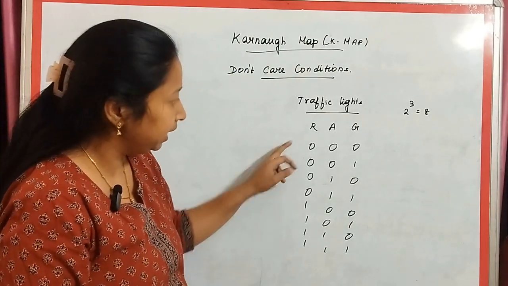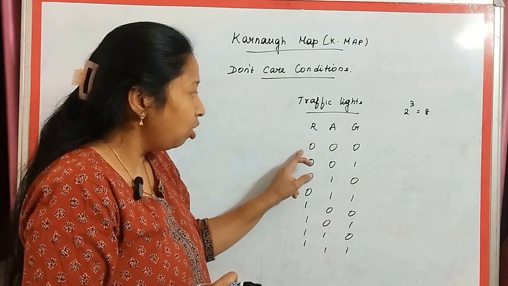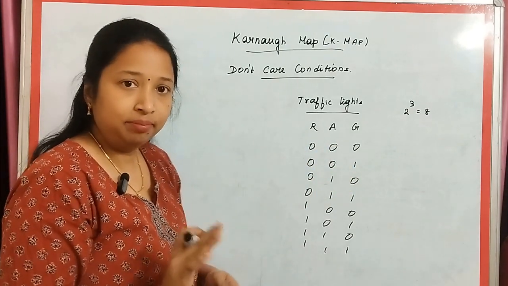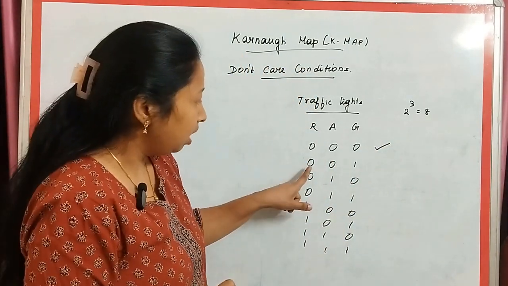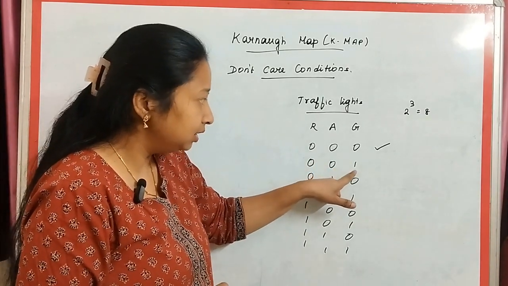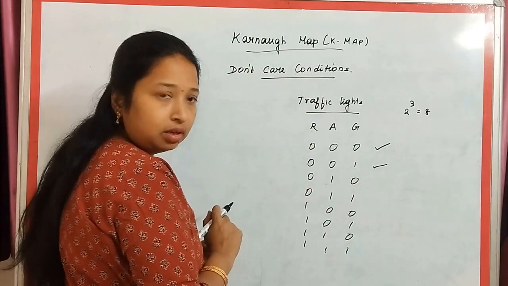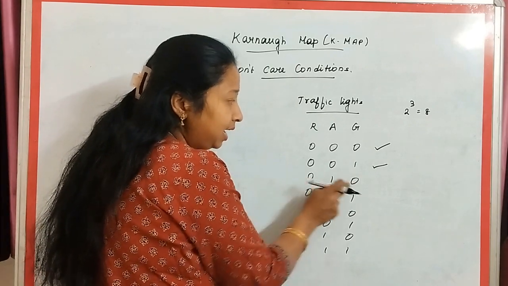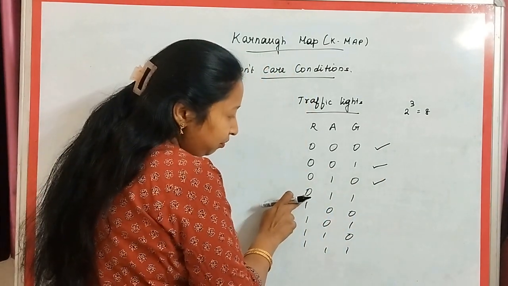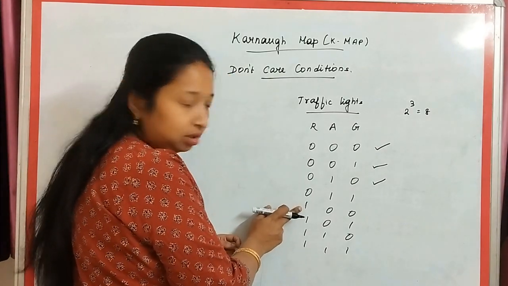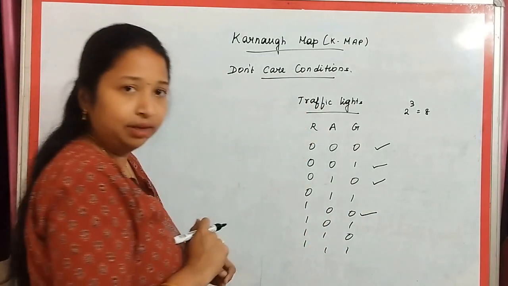Now when you consider this case, red light can be off, amber can be off and green can be off, meaning all three lights can be off at a time. So this condition is valid. It is not necessary that a light has to be on all the time. When green light is on, amber and red will be off, so this condition is again valid. When amber is on, red and green will be off, again valid. When red is on, amber and green will be off, again valid.